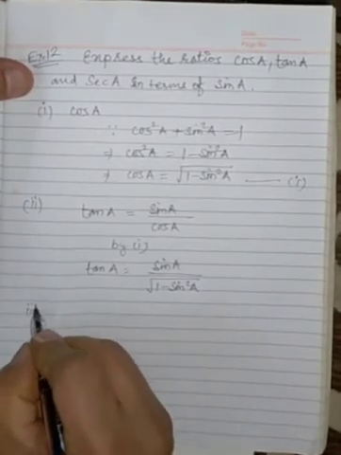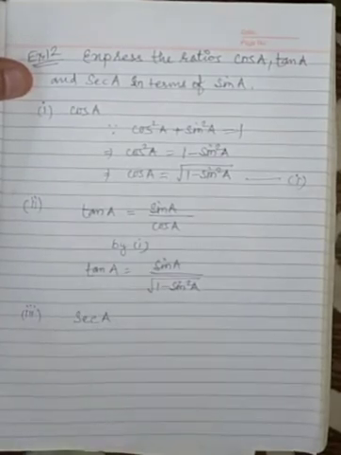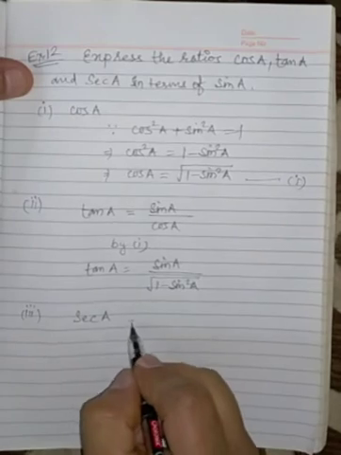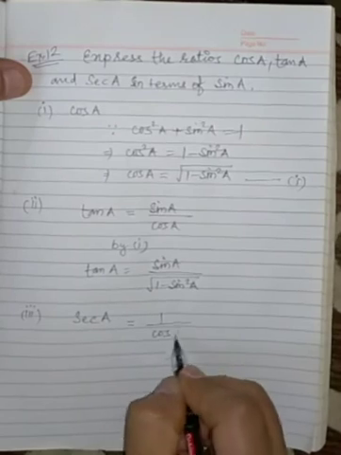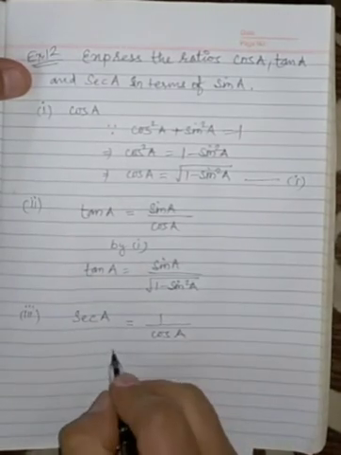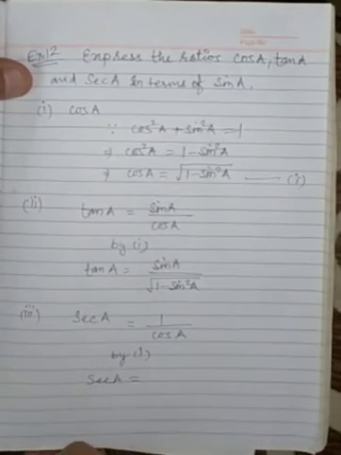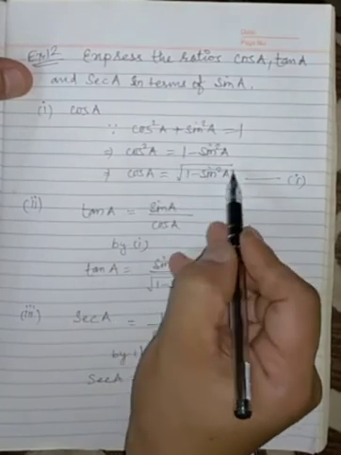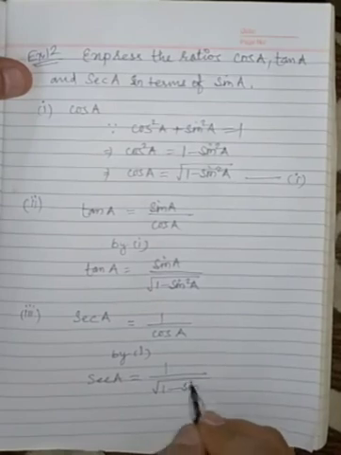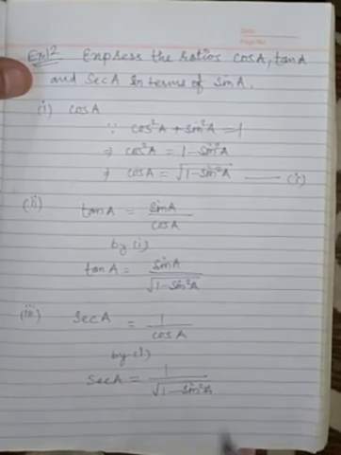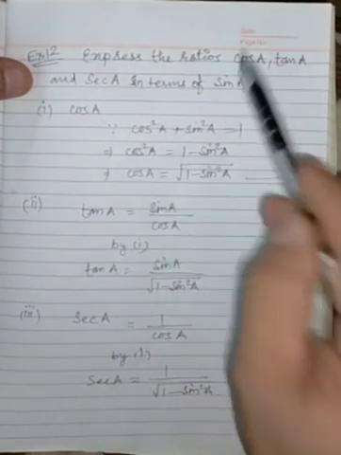Now the third one which we have is writing sec A in terms of sin. So we know that sec A is the reciprocal of cos. So sec A is equal to 1 upon cos A. And again we will use here equation number 1: cos A is equal to under root 1 minus sin square A. So sec A is 1 upon under root 1 minus sin square A, which is your third part. So in this way we can convert cos, tan and sec in terms of sin.